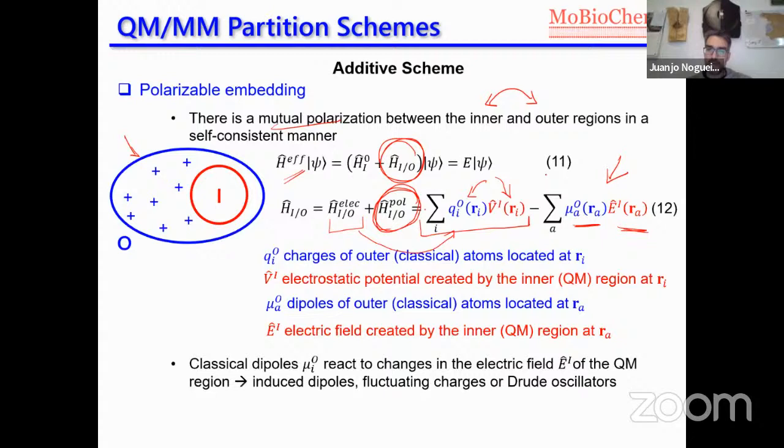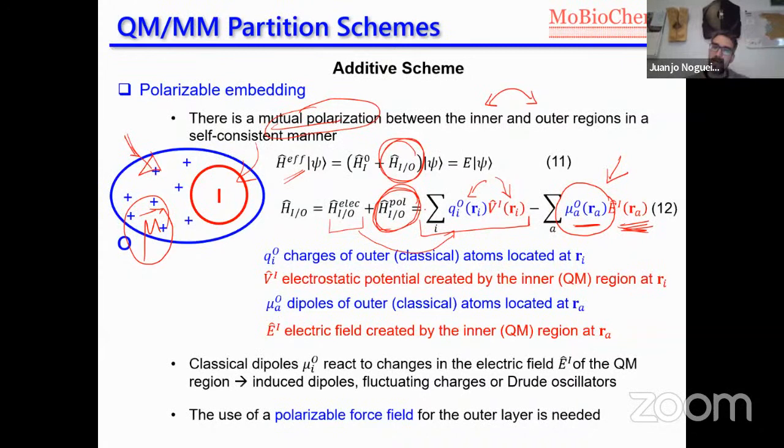And this is a polarizable interaction because, as we are going to see in a minute, the dipole moments of the classical region will change depending on the strength of the electric field of the inner region. So we are also changing somehow the electronic structure of the classical region. So we are polarizing the classical region. And as we did before, the quantum mechanical region is also being polarized by the classical region. So we have a mutual polarization, and in theory, because of this, this is a better approximation.